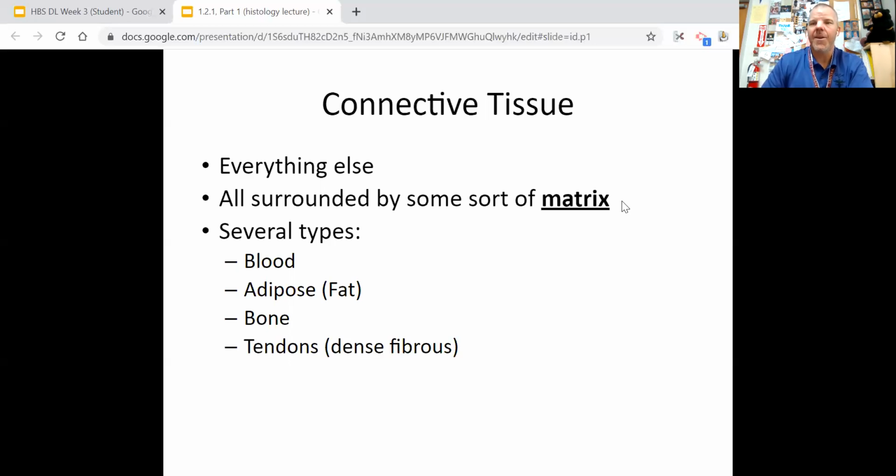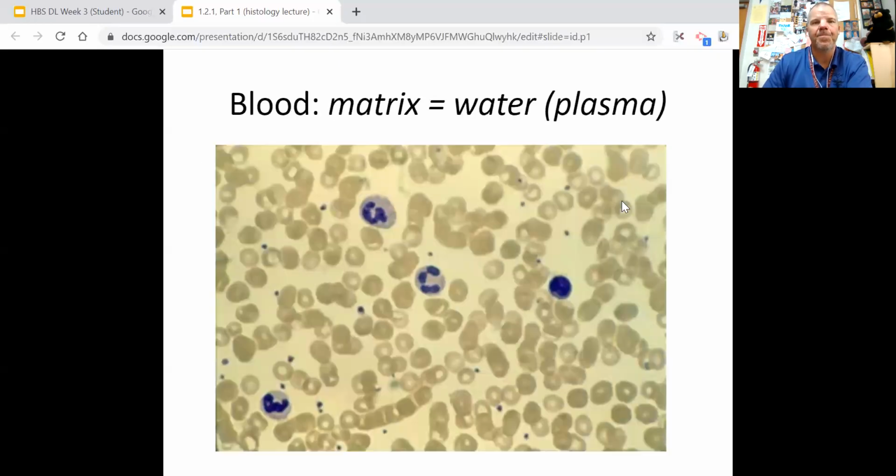Tendons are dense fibrous connective tissue. Tendons, their purpose is to connect muscle to bone. And then ligaments, similar to tendons, except they don't stretch quite as much, and ligaments connect bone to bone. And then there's cartilage. Cartilage is flexible, like on your nose or your ears, and this is a type of connective tissue.